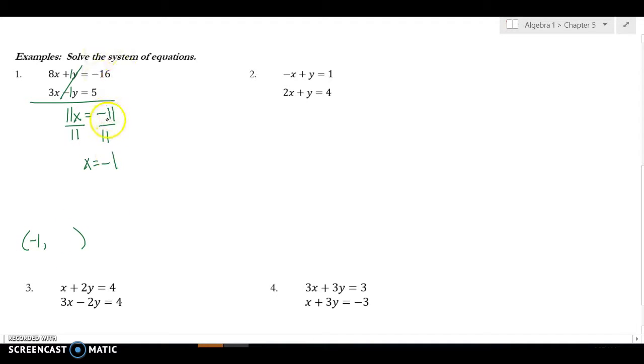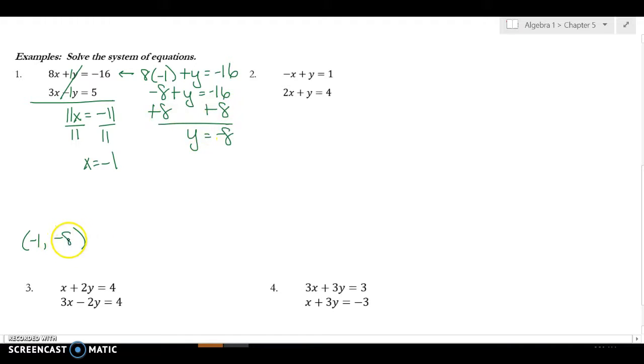Now to find my second answer, I have to plug this in. I can plug it into either equation, it really doesn't matter. I usually plug it into the one that does not have negative variables, but you can do either one. So I'm going to plug it into this one here. So it's 8 times x plus y is negative 16. My x value is negative 1, so I get negative 8 plus y is negative 16. To get rid of the negative 8, I'm going to add 8 on both sides. And so y is negative 8, and I found my answer. This is the easiest type of problem because you already have the same number, different signs.